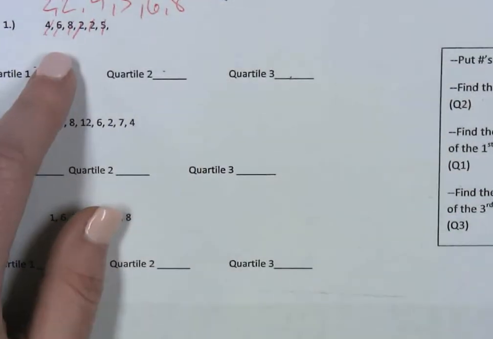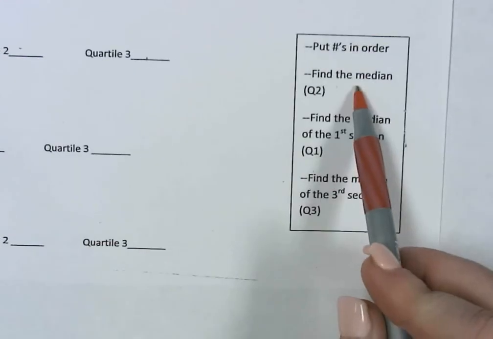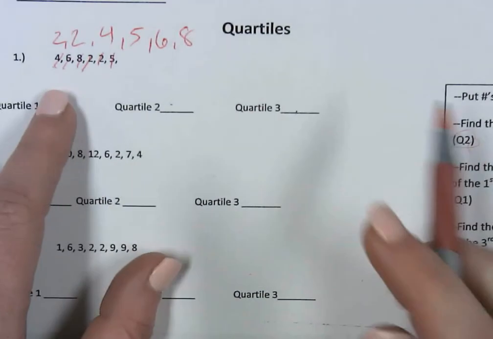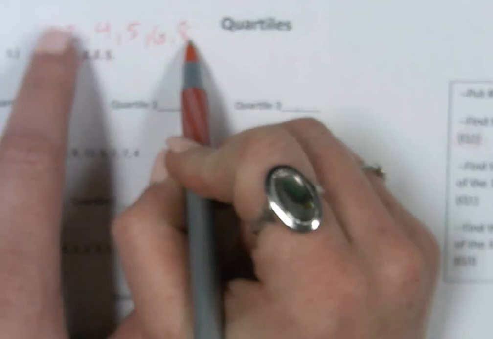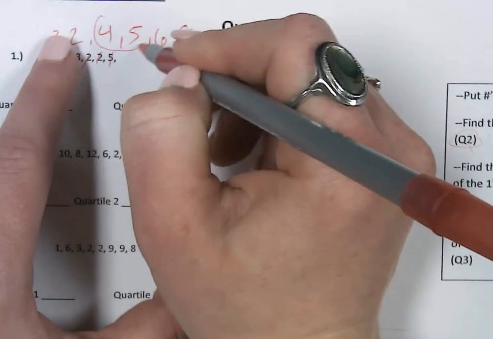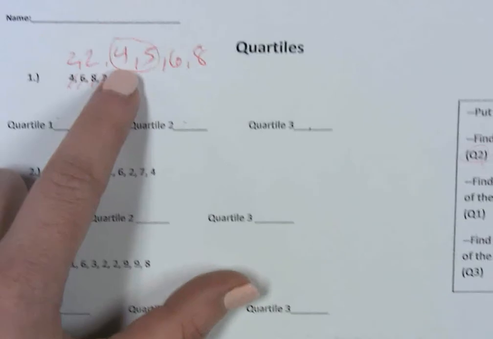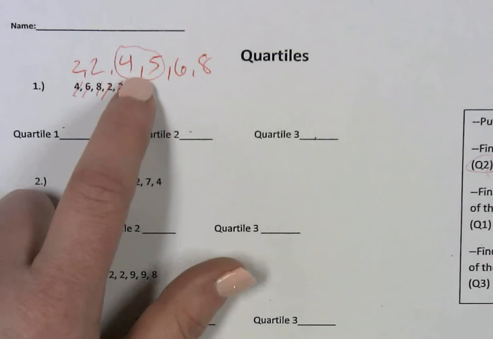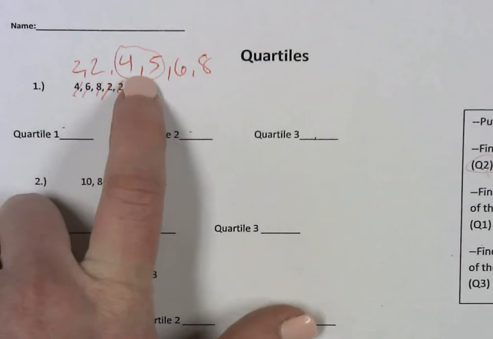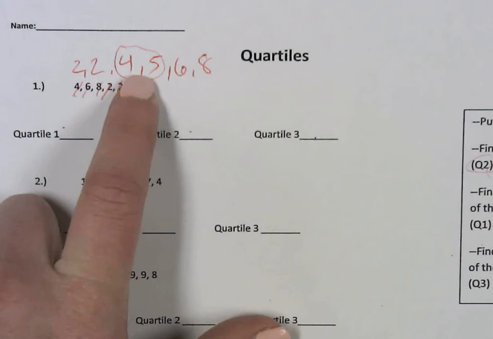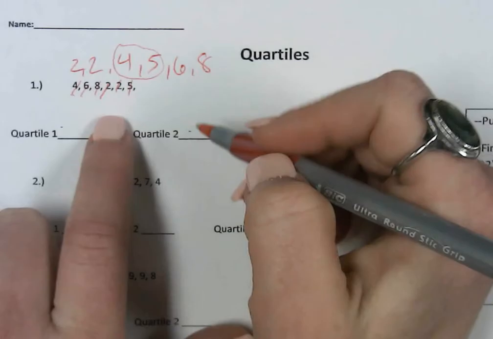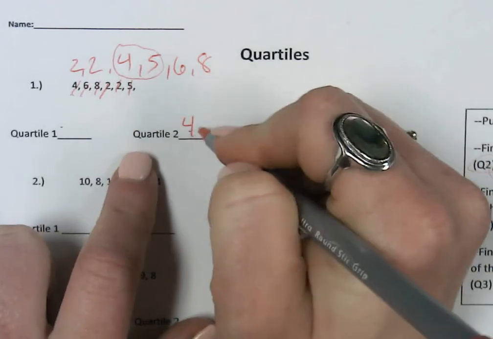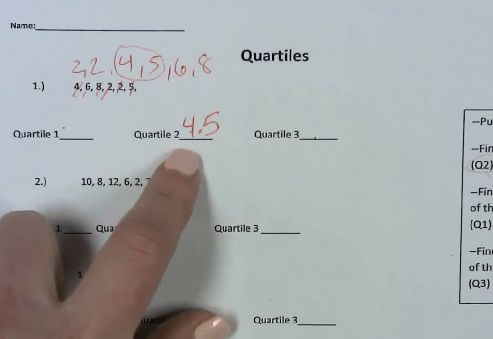Once they're in order, the second step says to find the median. We know median is the middle, and they also call that Q2. Now this one is a little tricky because when I go from side to side, there's not just one median, there's two middle numbers. So remember, when you have two middle numbers, you average them together. So add them up, 4 plus 5 is 9, and then divide by 2. 9 divided by 2 doesn't go in evenly, it's 4.5. So our median, also known as Q2, is 4.5.